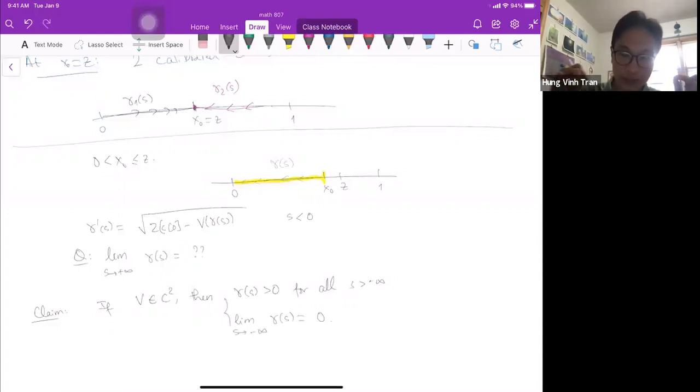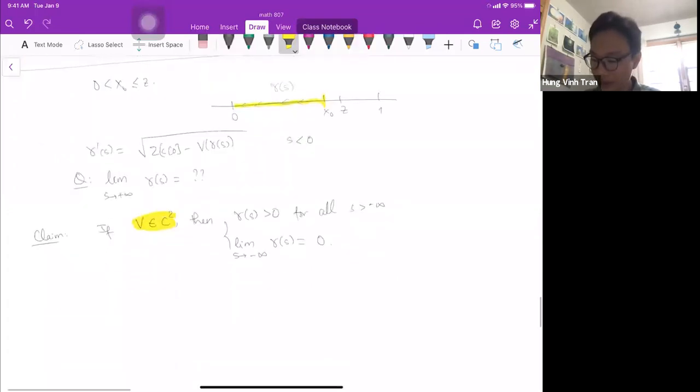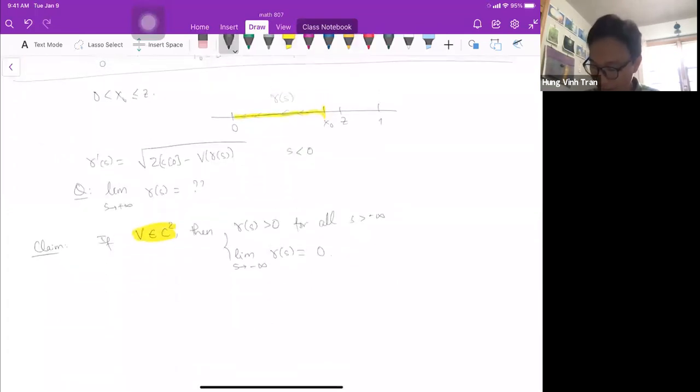Your calibrated curve is going to 0, slowly approaching 0, but it's never going to reach 0 in a finite time if v is C2. Okay, so let me give you a proof of this, and then I'm going to give you the case that if v is less regular, then in fact it can reach 0 in a finite time. So it's beautiful, right?